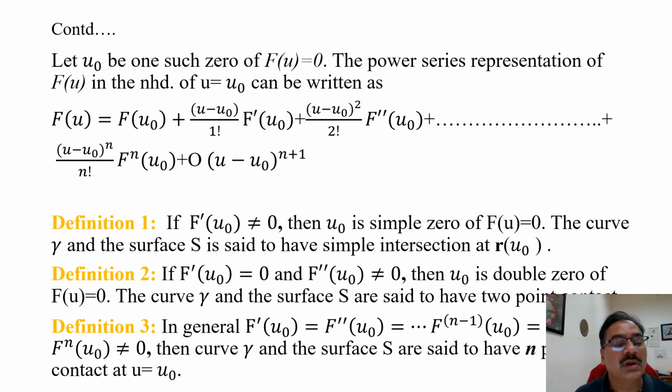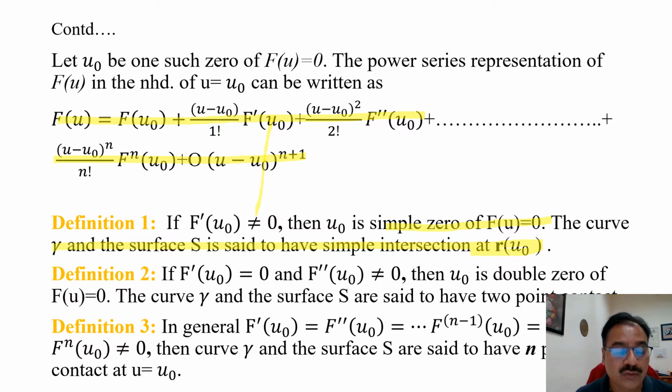Now, let u naught be one such zero of f(u) = 0. Then you know that the power series representation of f(u) in the neighborhood of u = u naught may be written as this equation. And with this equation, the definitions will evolve. So, let us go with definition 1. If f'(u naught) is non-zero, then u naught is a simple zero of f(u) = 0, and it means the curve gamma and the surface S are said to have simple intersection at R at u naught. You have to remember this.